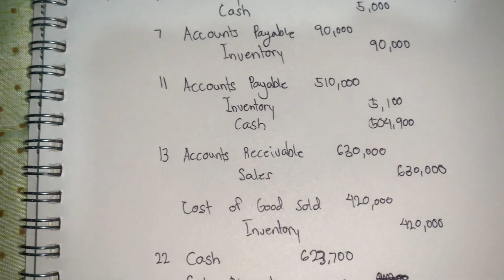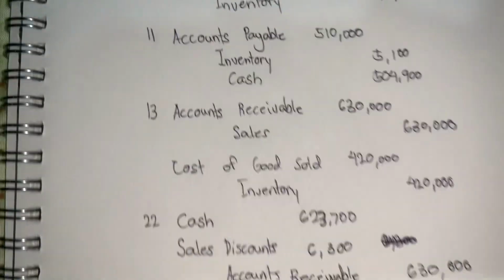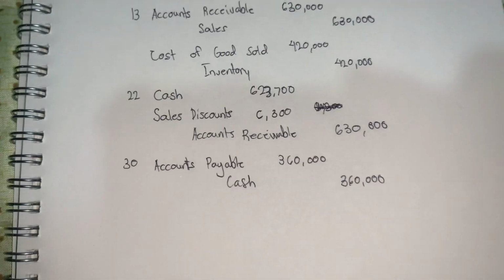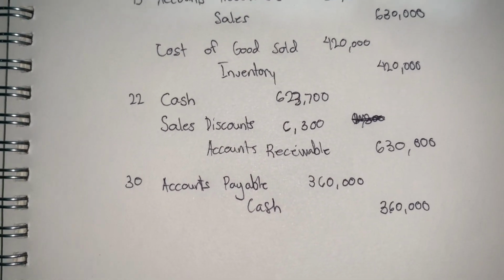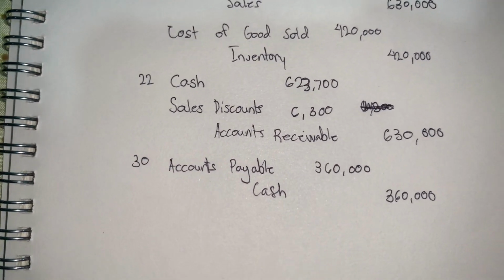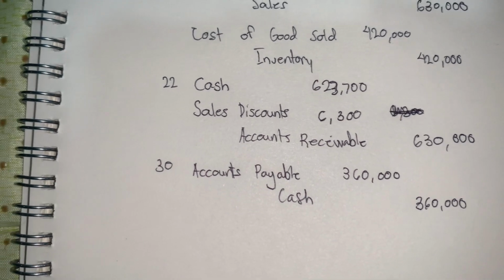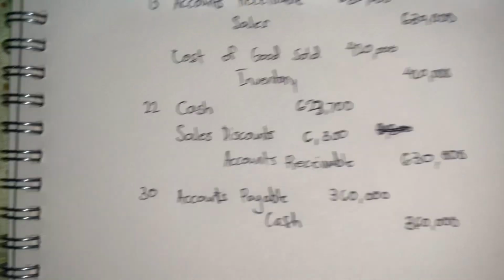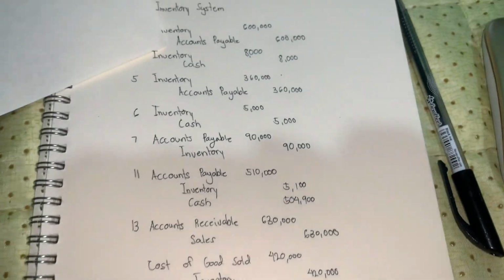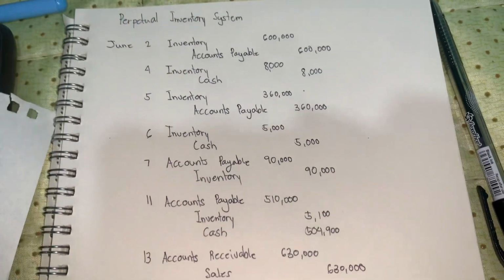So the last entry would be June 30. So here's our entry for June 30. As you can see, there is no difference between the entry of periodic system and perpetual system. It debits accounts payable and credits cash for 360,000. So no discount taken, so full payment is recorded. So yeah, and that is how we record perpetual inventory system.